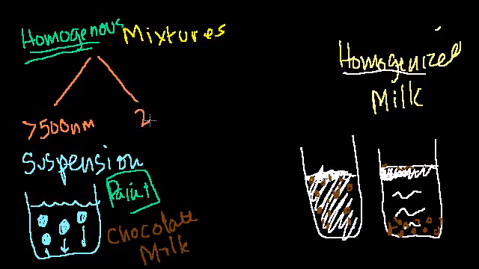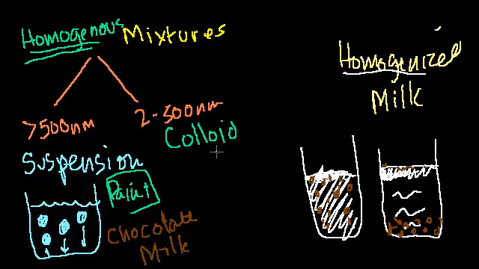Now, if we get to a range that's a little bit smaller than that, at 2 to 500 nanometers, we're dealing with a colloid. Colloid, and that word, I remember you learned it in 7th grade science class, and a friend and I thought it was a more appropriate word for some type of gastrointestinal problem. But it's not a gastrointestinal problem. It's a type of homogeneous mixture, where the particles are small enough that they stay suspended. So maybe you could call it a better suspension or a permanent suspension.